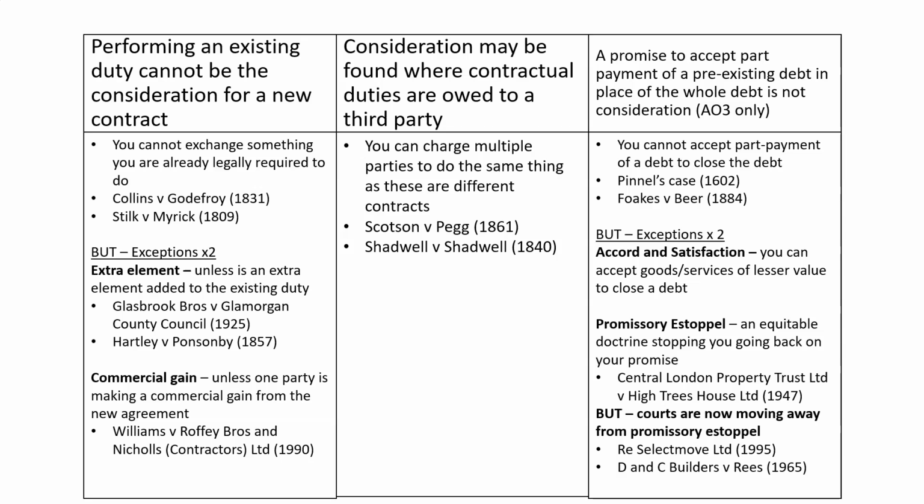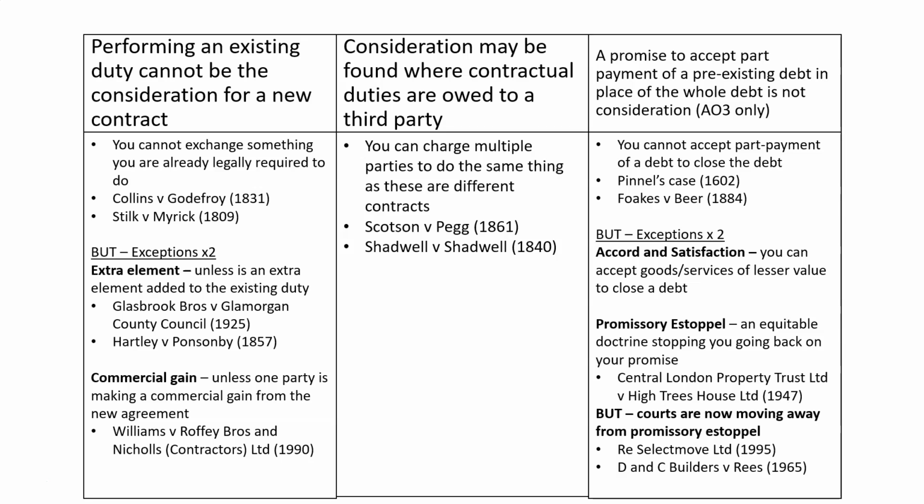I wouldn't worry about the facts of both of those. That is basically what happened. There are two ways around that. One is the principle of accord and satisfaction: you can't accept money, but you can accept goods or services of a lesser value to close a debt. So if someone owed you £1,000 and they offered you a £500 card to close the debt, that would be sufficient, but they couldn't offer you £500 in cash. That wouldn't be sufficient, which is a bit of a strange rule really, but that is the rule.